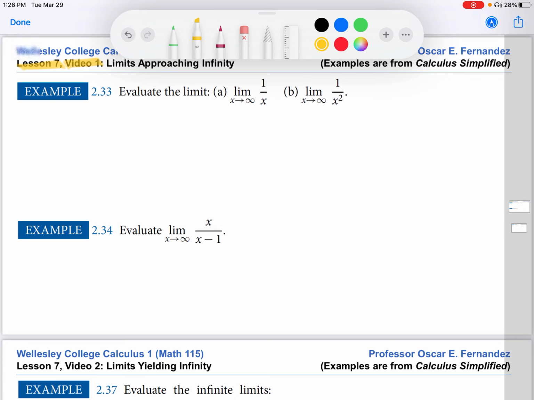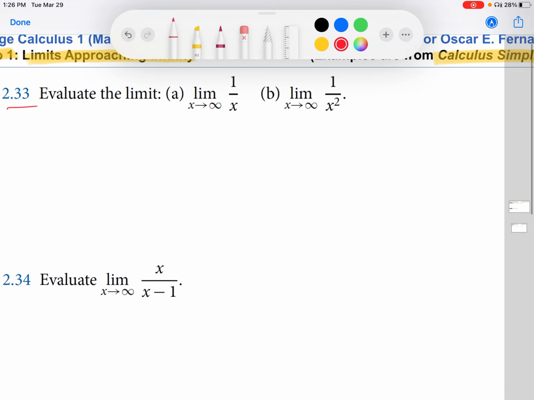So the topic here is limits approaching infinity, and I'm going to do two examples from Calculus Simplified to help you make sense of that. The first example, example 2.33, has two parts, and really it's a variation on a theme. The function here is 1 over x, whereas over here it's 1 over x squared. Very similar functions. 1 over x squared is the square of 1 over x. And the limit we want to evaluate is as x goes to infinity for these functions.